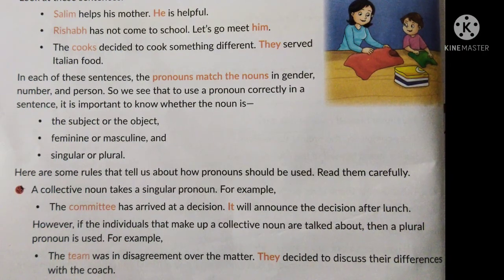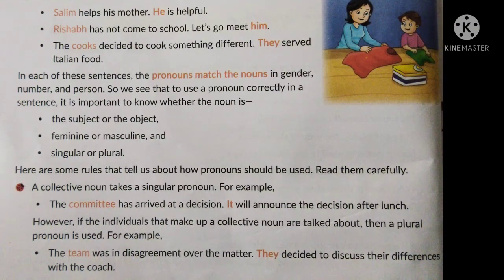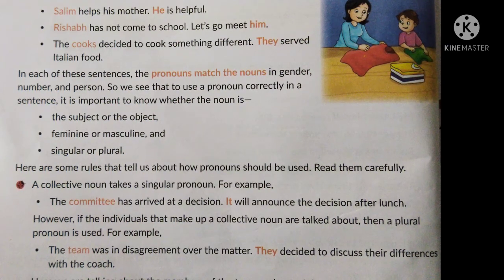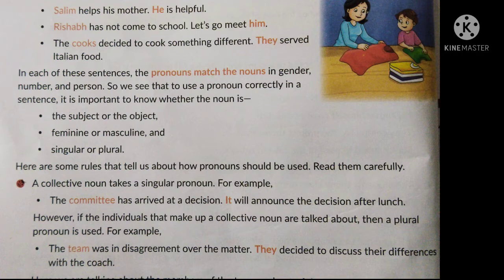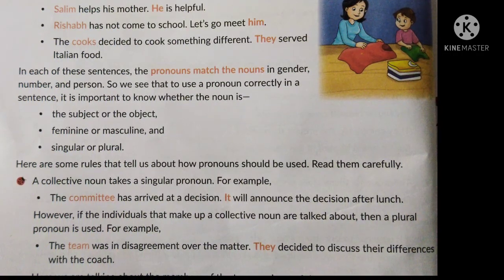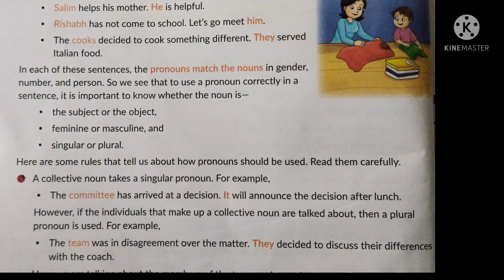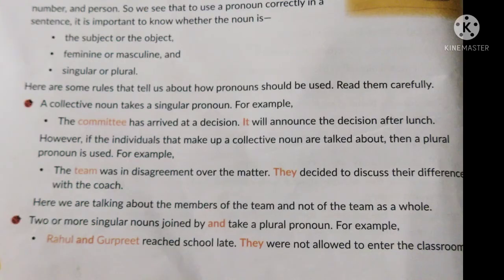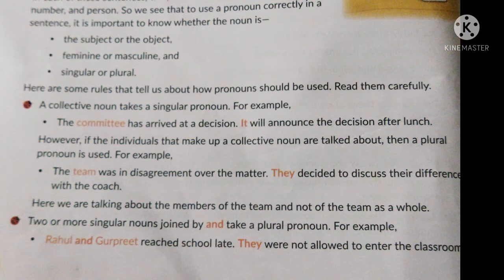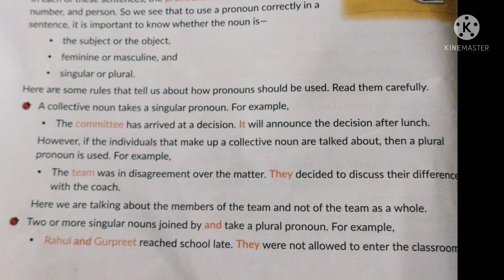Let us take another rule. However, if the individuals that make up a collective noun are talked about, then a plural pronoun is used. For example, the team was in disagreement over the matter. When we talk about the word team, you know it is a group of people playing together. So in that case, we will write they. They will be the plural pronoun. The team was in disagreement over the matter. Next sentence, instead of team, we write, they decided to discuss their differences with the coach.